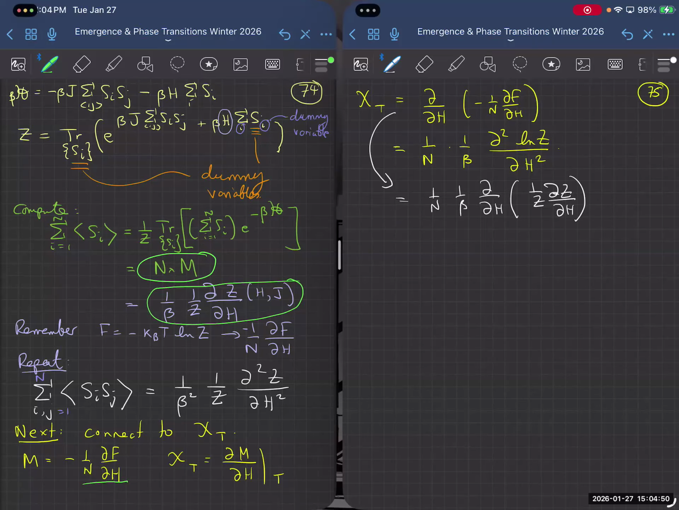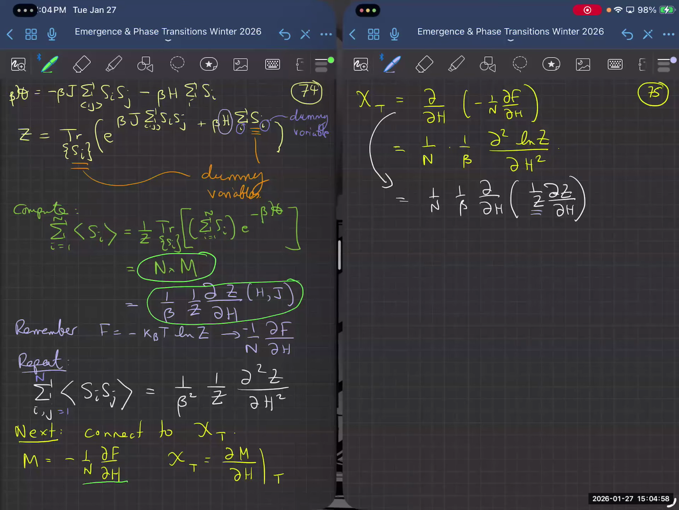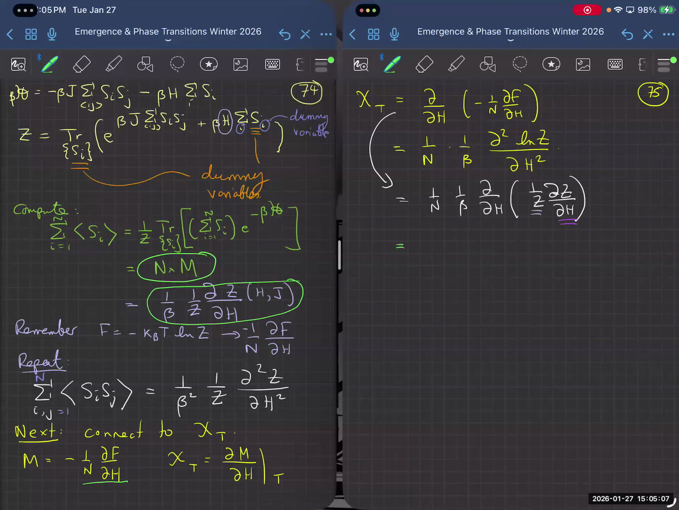So the differentiation is going to act on two terms in here. One term is the term 1/Z, and then the other term is the term dZ/dH. So let's go ahead and do that differentiation using the chain rule. So then this is 1/N k_BT, and then 1/Z d^2Z/dH^2. All I've done there is take the d/dH and act on the second term, dZ/dH.